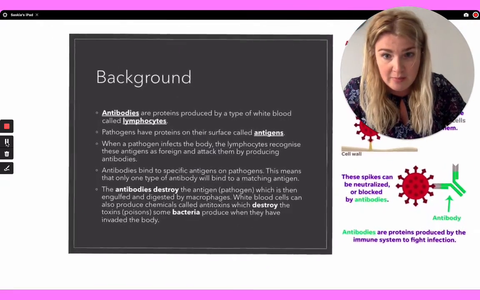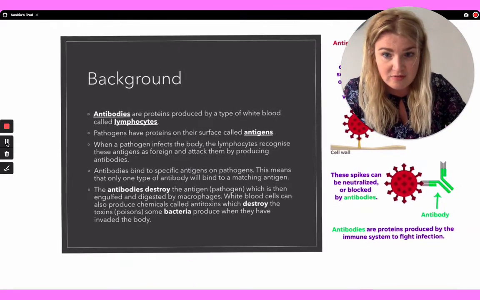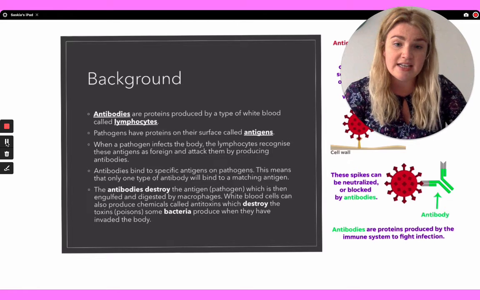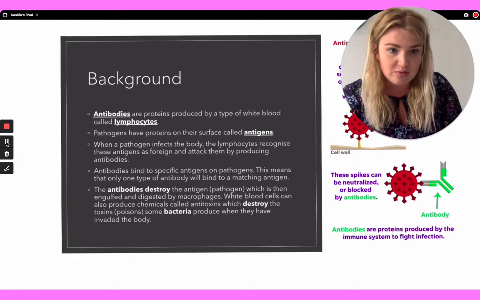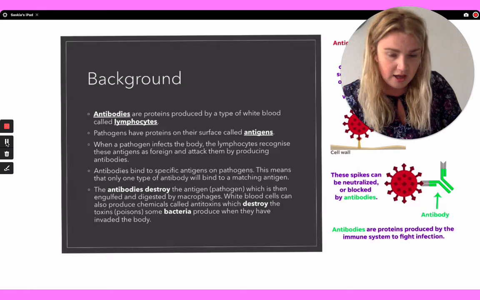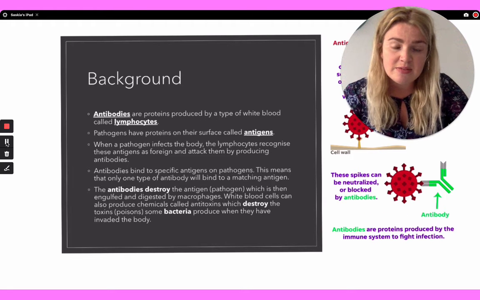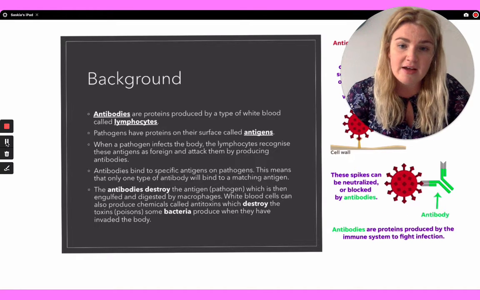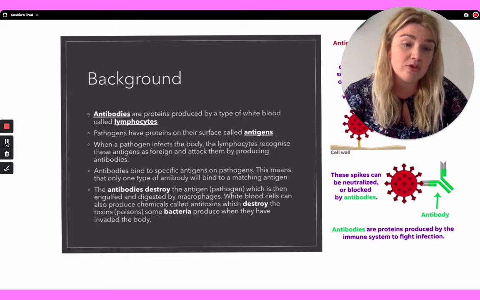When a pathogen infects the body, the lymphocytes recognize the antigens as foreign, and attack them by producing antibodies. And that's what we looked at down the bottom here. Antibodies bind specific antigens, just talked about that. This means there's only one type of antibody in your body.